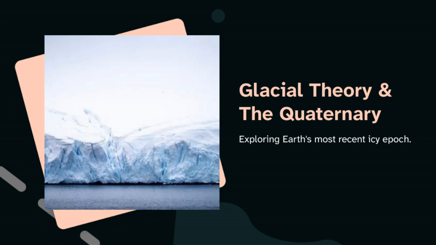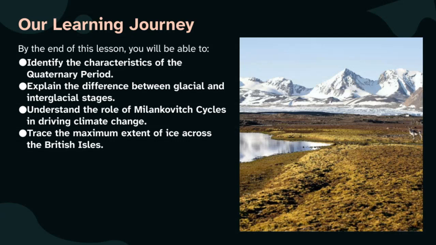During this lesson, we will explore how Earth's climate has changed between cold and warm phases, how ice spread across the British Isles, and why these long-term climate changes happen. The big question for today is, why has Earth's climate repeatedly shifted between icy and warmer conditions? By the end of today's lesson, you should be able to identify the main characteristics of the Quaternary Period. You should also be able to explain the difference between glacial and interglacial stages.